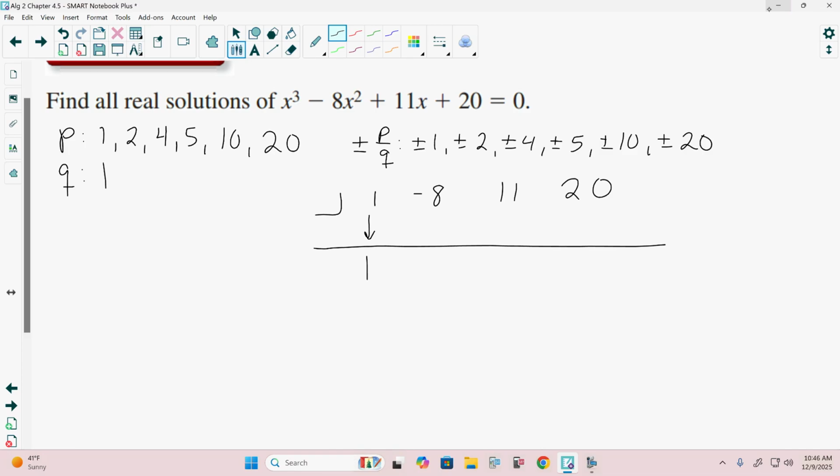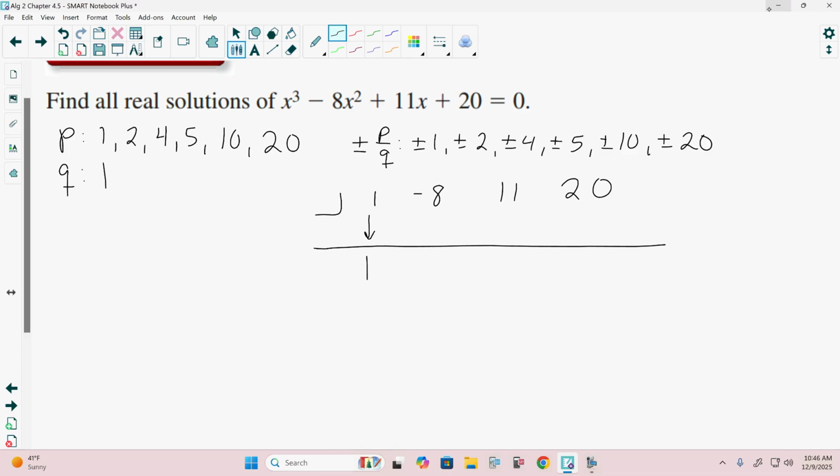Okay. All right, guys. So what we finished with yesterday was our rational zeros. Our plus or minus P over Q, where P is the factors of the constant term, in this case 20, and Q is the factors of the leading coefficient, the number in front of our variable with the biggest exponent, which was 1. And we got these listed out.